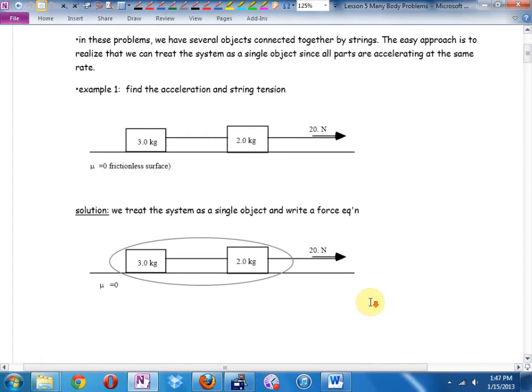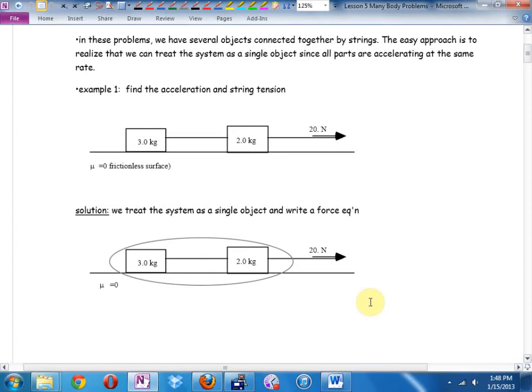Example 1 says, find the acceleration and the string tension, and there's more than one mass. Our solution is going to be, we're going to temporarily, in our winner minus loser, treat this as one big mass, even though there are two separate masses. Mathematically, physics-wise, attached by a string, we can treat them the same way. I'll show you what I mean.